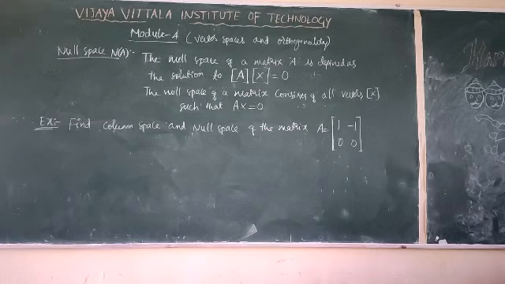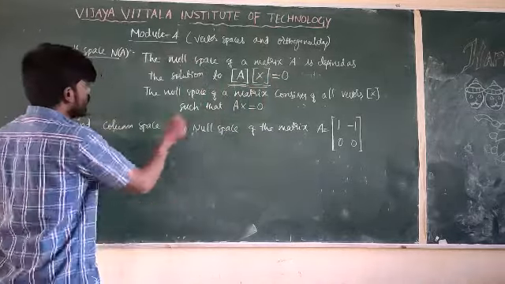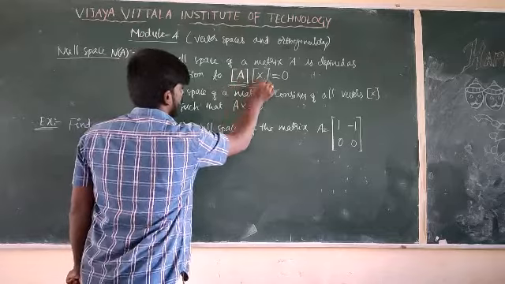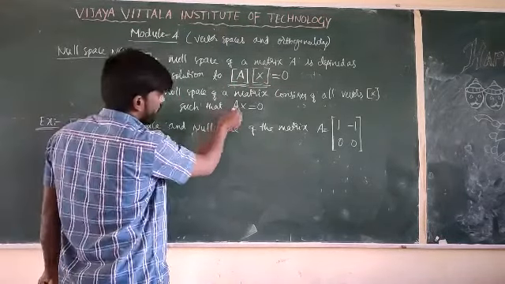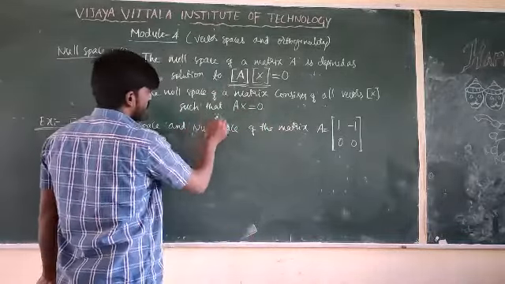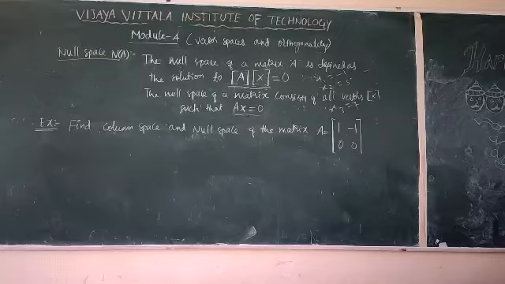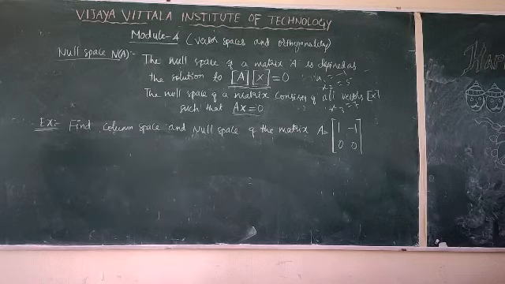Okay. The null space, which is denoted by N of A. The null space of a matrix A is defined as the solution of the equation AX equals 0. The null space is a solution of AX equals 0. The null space of a matrix consists of all vectors X such that AX equals 0.